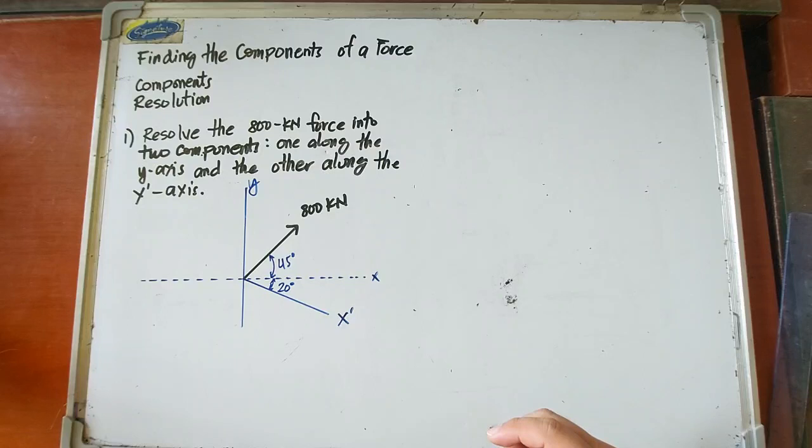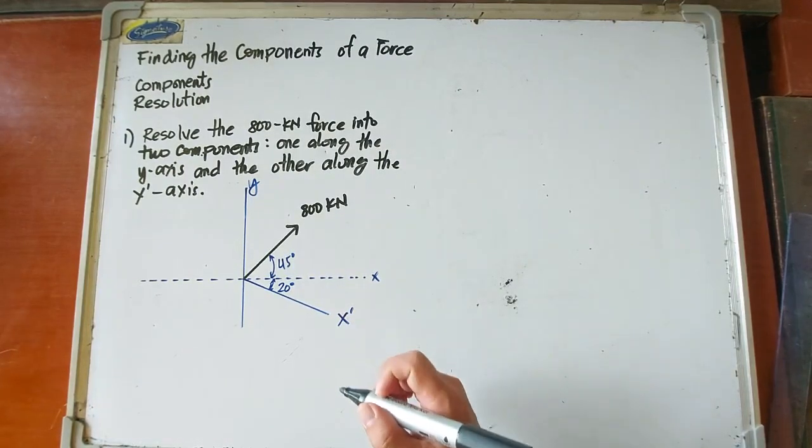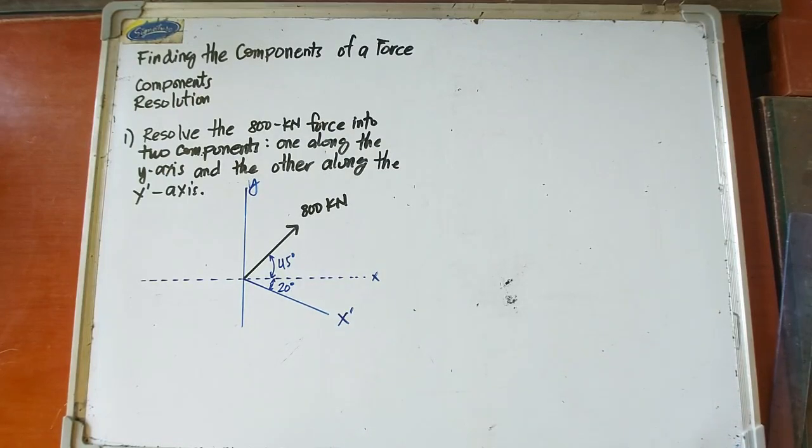Components would be, I think it's in your manuals or your modules, two separate forces equal to a single force. That means if the force is acting on a certain particle or a body, the effect of those two forces is the same as the effect of a single force. Next would be resolution. Resolution is the process of replacing a force with its components.